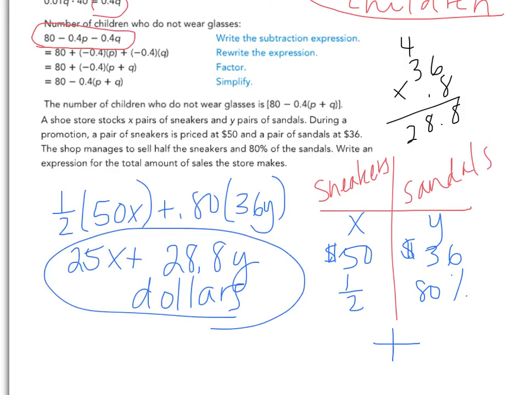Okay, so what I know about sneakers is you're taking 1/2 of 50x, and for the sandals, 80% of 36y. Remember, to turn a percent into a decimal, we need to move the decimal point 2 places to the left. So 80% is equal to 0.80. Okay? So now, half of 50x, half of 50 is 25, and 0.8 times 36, here's my work right here, I get 28.8. So 25x plus 28.8y dollars is your final answer.